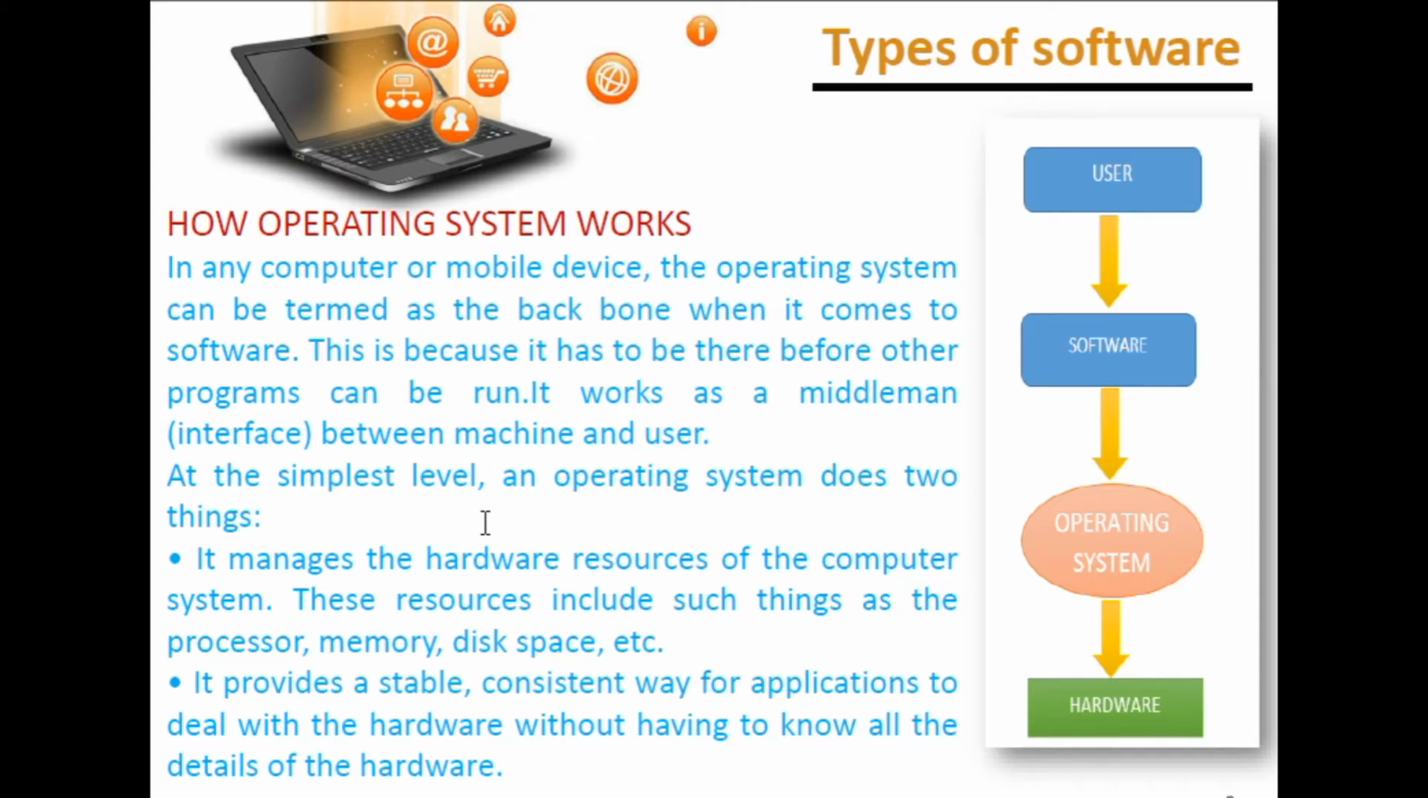At the simple level, the operating system does two things. First, it manages the hardware resources of the computer system, like RAM, processor and memory areas like the hard disk. These resources include the processor, memory, disk, etc. Second, it provides a stable, consistent way for applications to deal with the hardware without having to know all the details of the hardware. It provides the resources of the hardware and gives a consistent way for software to deal with hardware.